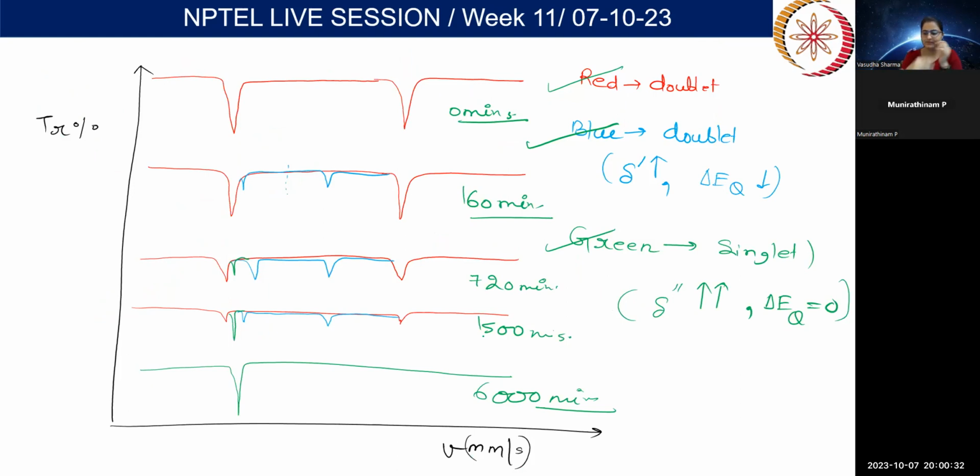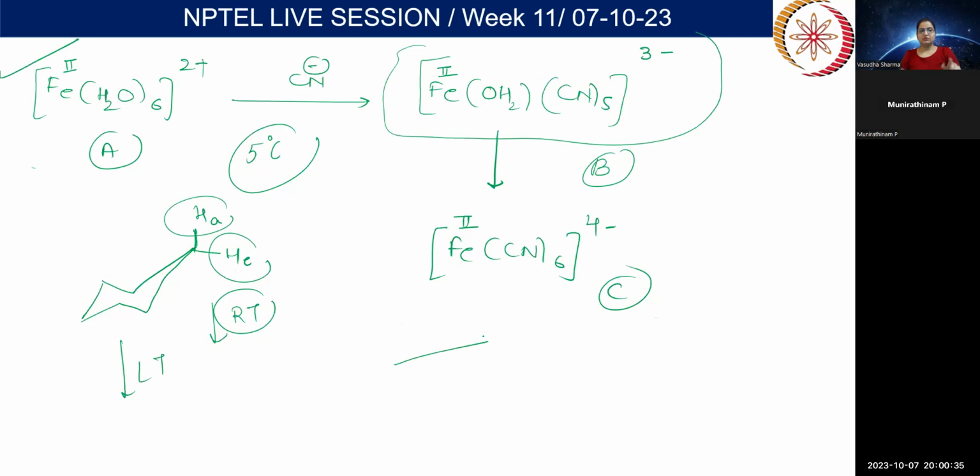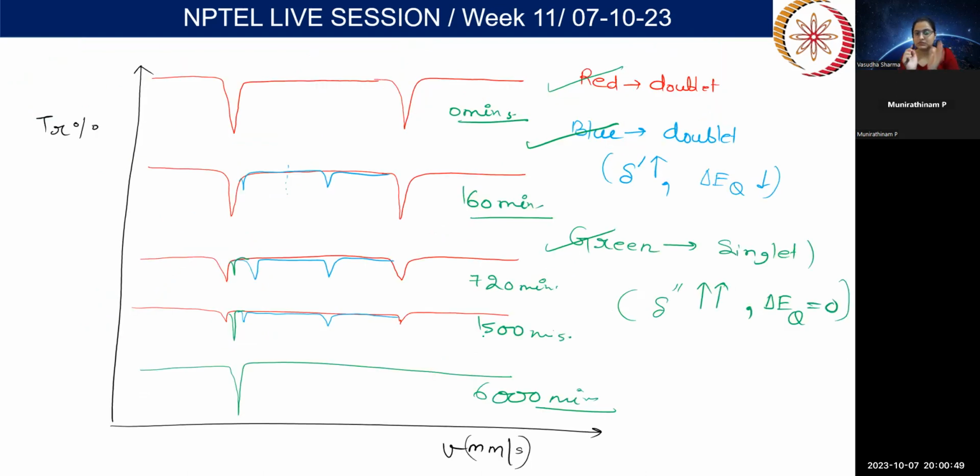Okay, ma'am, I understood. Yeah. So now we have A, B, and C. Now we have to assign which one is the red trace, which one is the blue trace, and which one is the green trace. So can you please try in your notebook? If you can let me know which one of these is red, blue, and green, then we will solve it. This is the spectra which I've kept for you. Now just try to solve it on your own, which one is A, which one is B, which one is C.